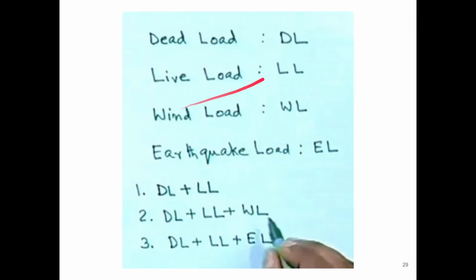As I mentioned, these are the four main loads which we will be considering in our design: the dead load, live load, which is also called the imposed load, then wind load and earthquake load. And these are the types of combinations which we have to calculate and find out. We will go into this comprehensively in the coming lectures. So that was all about the first lecture. Now let us enter the second lecture.